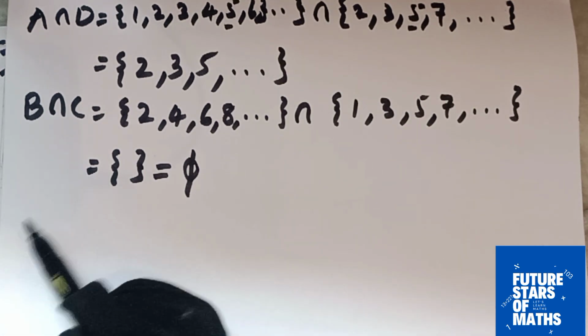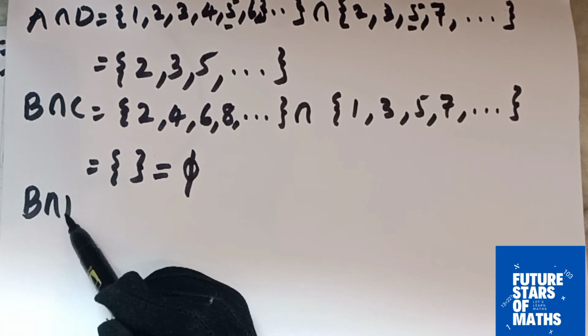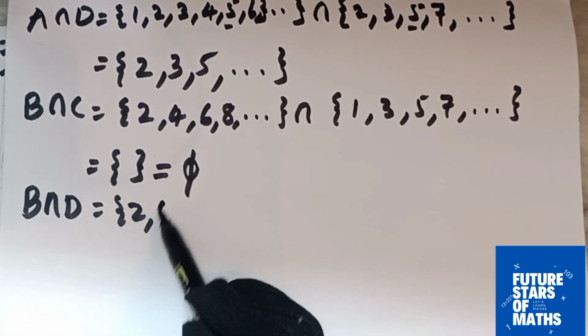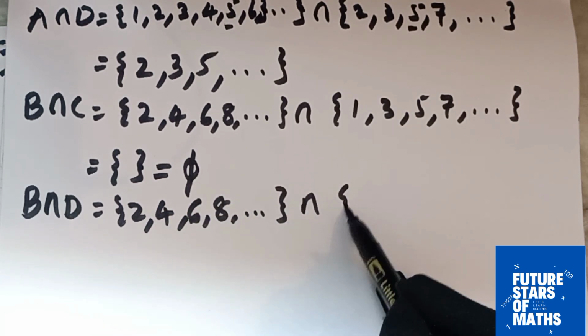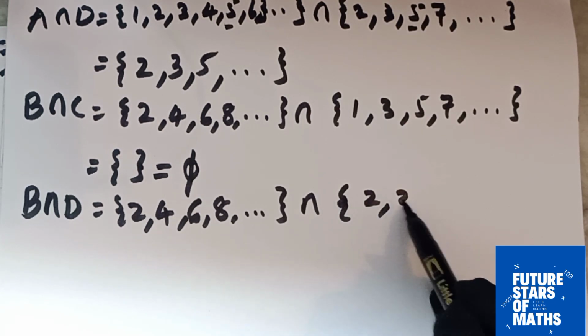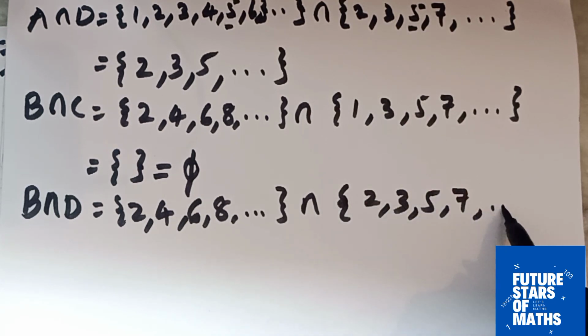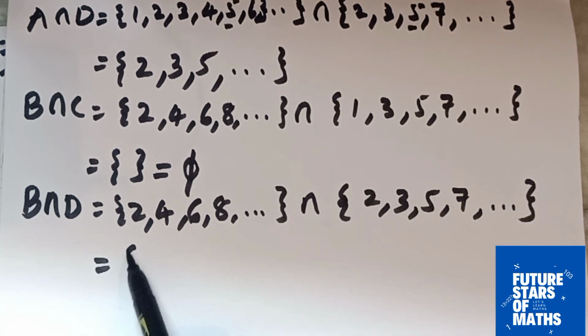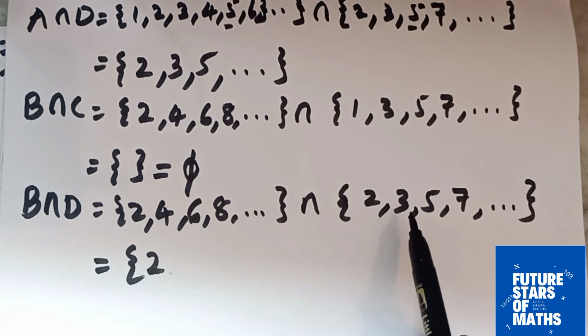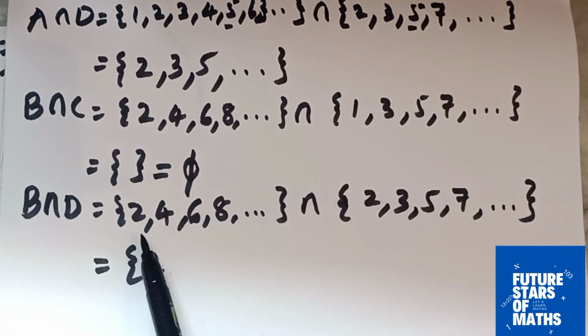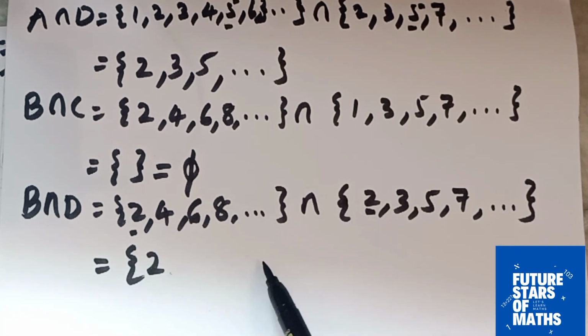Okay. Now the next is B intersection D. So the B set is the same: 2, 4, 6, 8, and so on. Intersection D. What is D? 2, 3, 5, 7, and so on. So what are the elements that are common? Here we have 2, here also we have 2. So we'll write 2. Next we have 4 here, we don't have 4 here. 6, we don't have 6. 8, no. Only one element, that is 2, is common in both the sets. So no other element. So we'll close this.